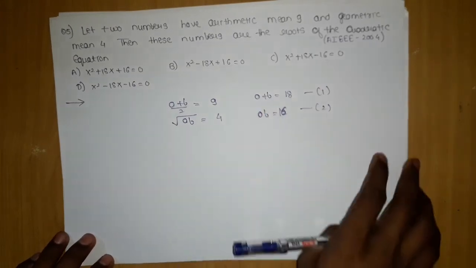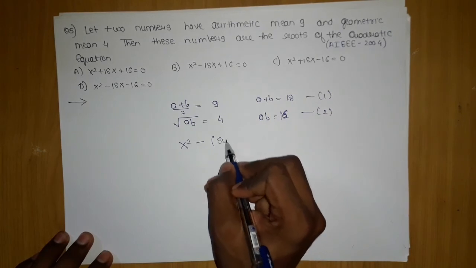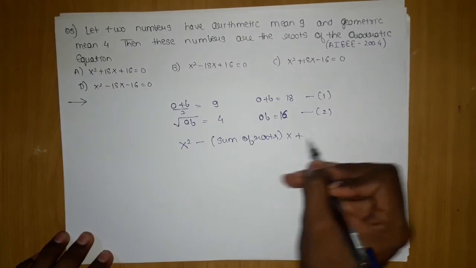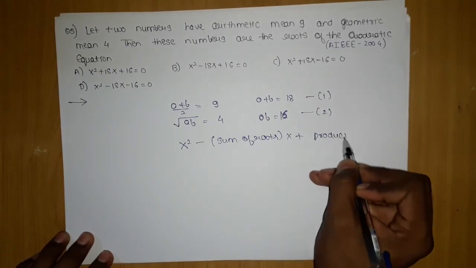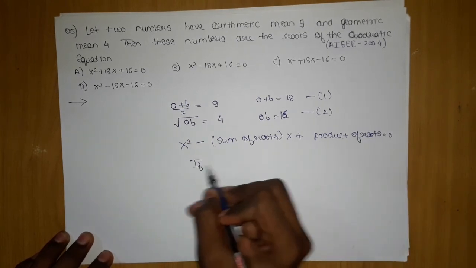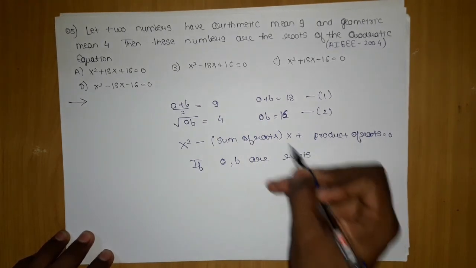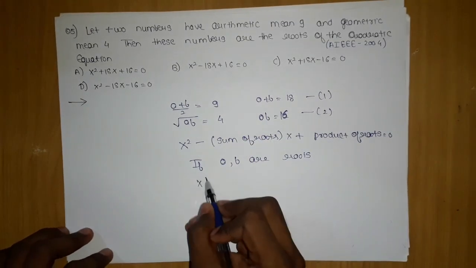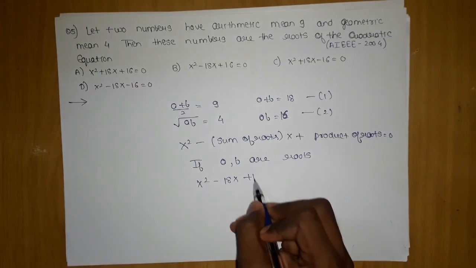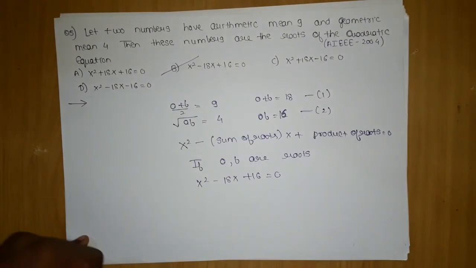Now if a and b are the roots of a quadratic equation, I know a quadratic equation is represented in this format: x square minus (sum of roots) into x plus product of roots equal to 0. And if a, b are roots, then do I have the sum and product? Yes, then I can substitute this. When I substitute this, I am having this equation, which is this one. So B is the correct answer.